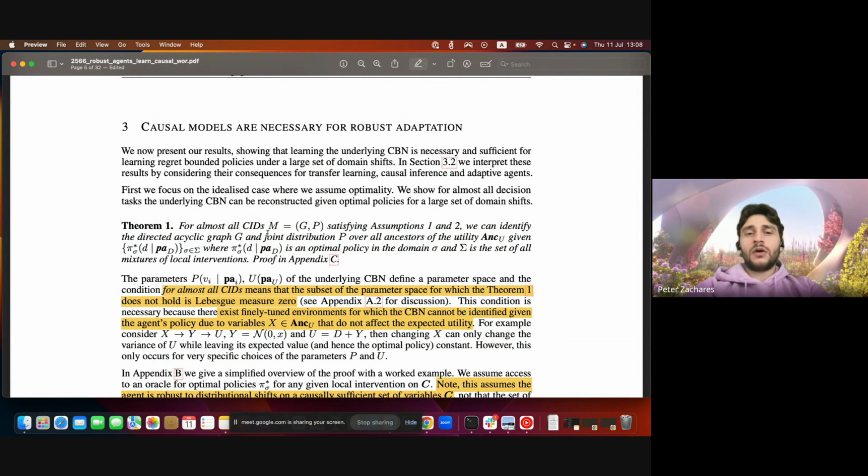For almost all causal influence diagrams satisfying assumptions 1 and 2, we can identify the directed acyclic graph G and joint distribution P over all ancestors of the utility function U, given the set of all optimal policies for all interventions. That's what this is saying. All optimal policies for all interventions.